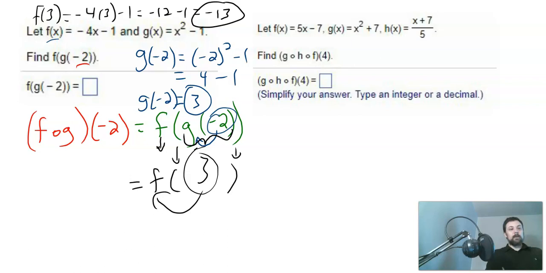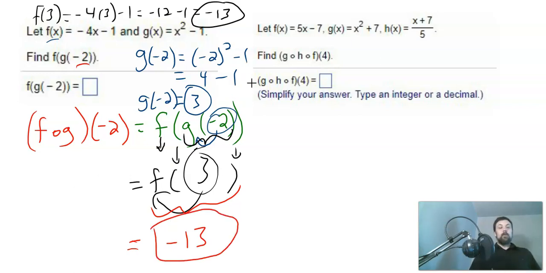And so that is what we get here as our result. So again, it's a little bit silly, but replace the function notation with what it's equal to. So take f of 3 out, replace it with what it's equal to, which is negative 13. There's no other functions for me to plug this into, so we're done. The answer is just negative 13.